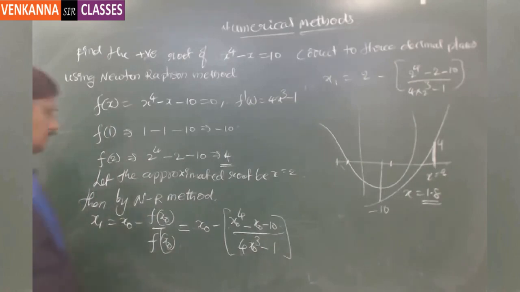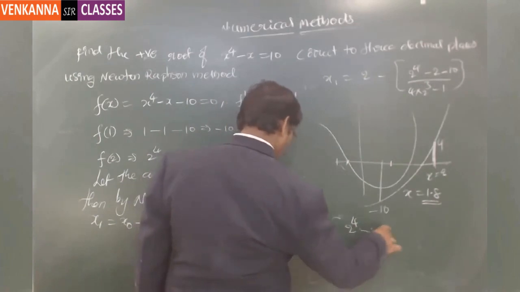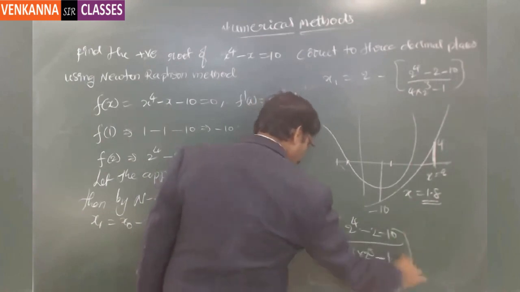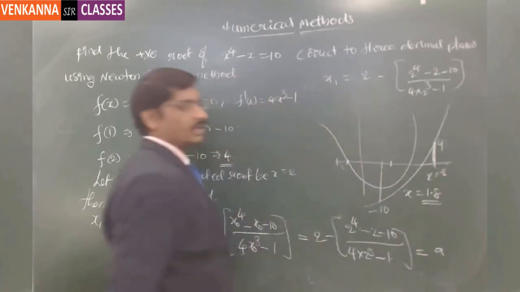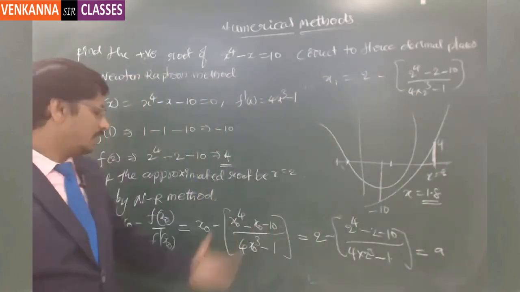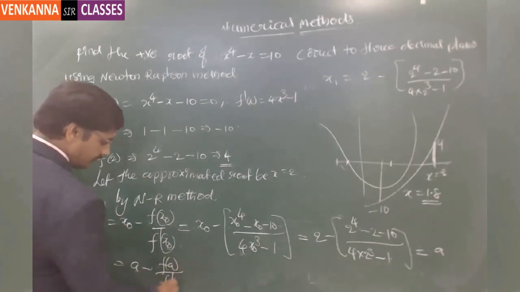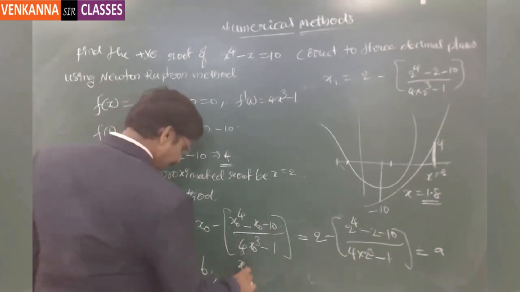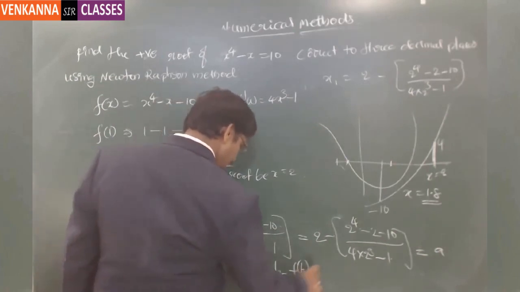Got it? So this way you can substitute the value, that is 2 minus (2 power 4 minus 2 minus 10) divided by (4 into 2 cube minus 1). You have to calculate this value, and let us say it comes out to be, I call this A. You can calculate with the help of a calculator. Then in the next iteration, come back to the same formula: x2 is equal to A minus f of A divided by f dash of A. If I calculate this and get B, then in the next root x3 is equal to B minus f of B divided by f dash of B.